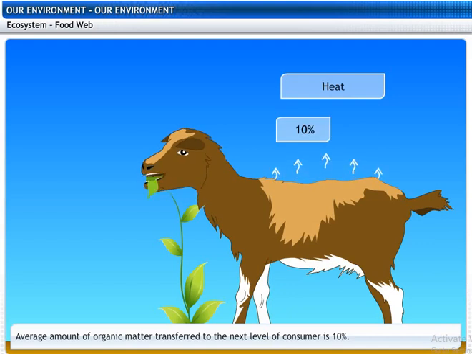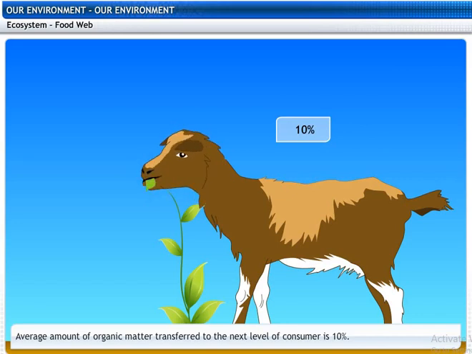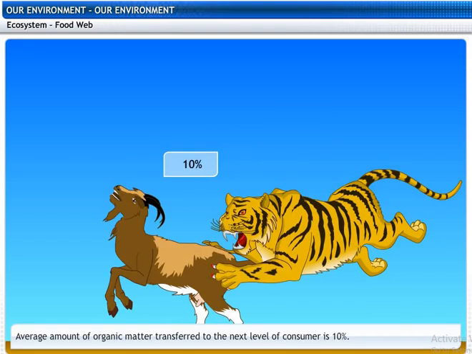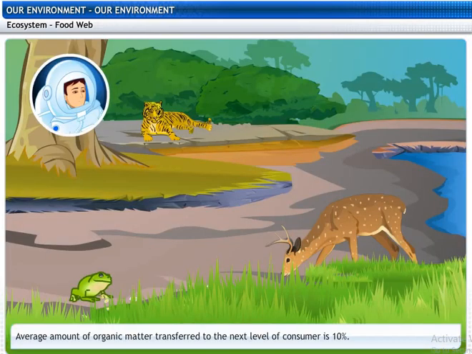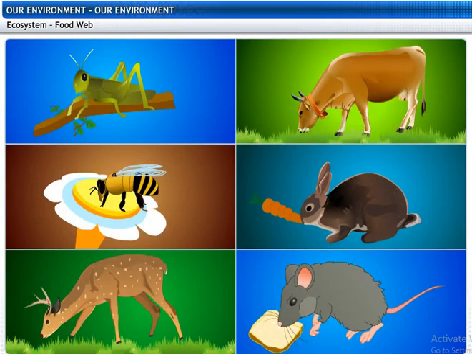An average of 10% of the food eaten is turned into its own body and made available for the next level of consumers. Therefore, 10% can be taken as the average value for the amount of organic matter that reaches the next level of consumers. With only 10% of energy reaching the next level, isn't it difficult to manage the ecosystem? Well, it certainly limits the number of trophic levels in a food chain.